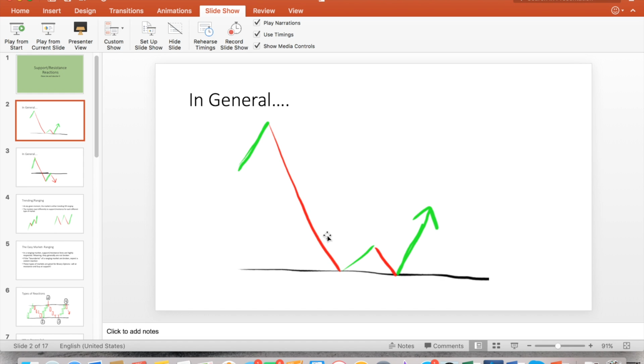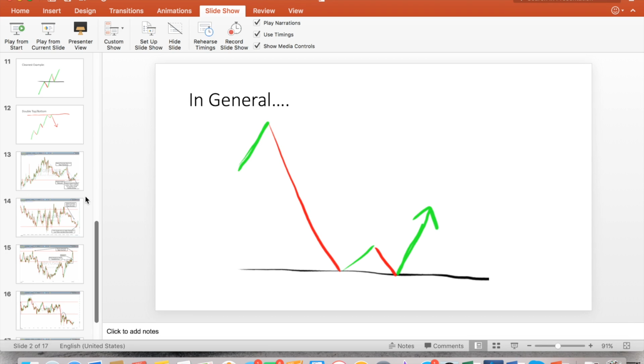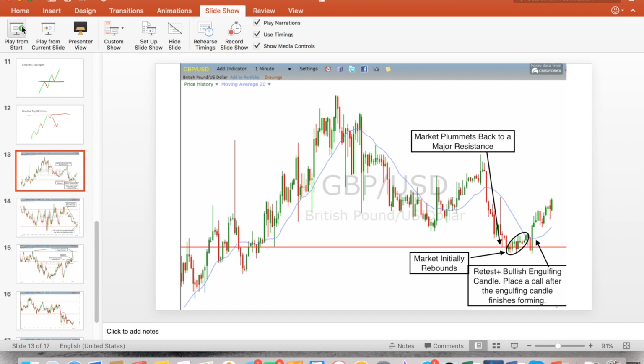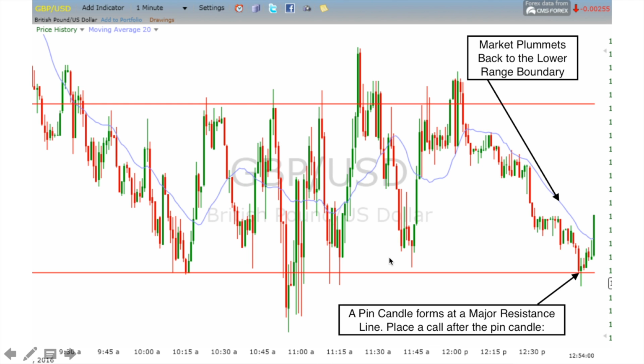It's right here. In general, if you see a market come back down to a resistance and you see a double bottom form, bet up, right? That is the exact same pattern that I just showed y'all, right? And so that's one example.